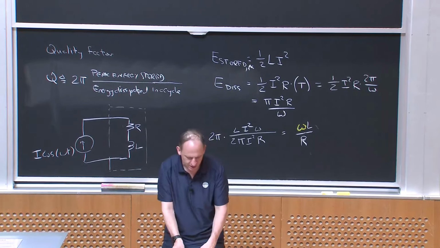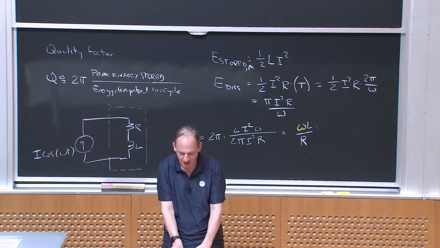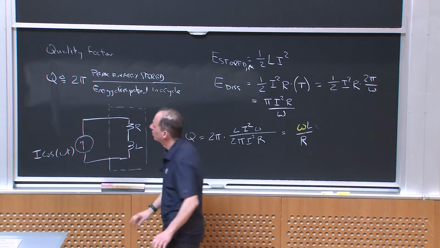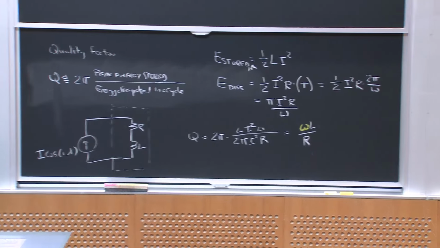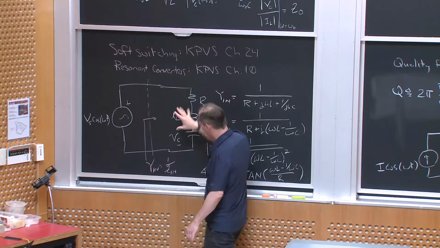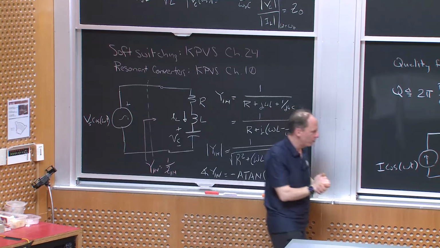Okay, so that's the definition of Q. How does that relate to when we talk about the Q of this network here, and I'm saying it's a high Q or low Q network? This is where we have to be careful about what we mean by Q.